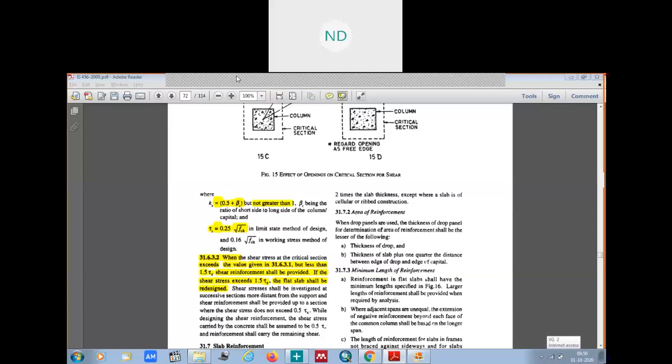Let me see, the eccentricity. I've shown you these things. Permissible shear stress is here on page number 58.